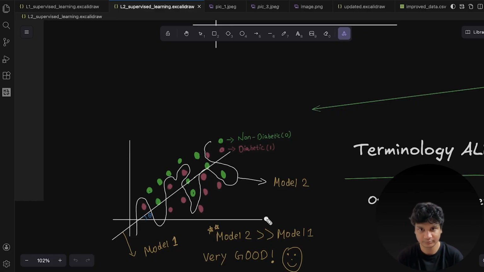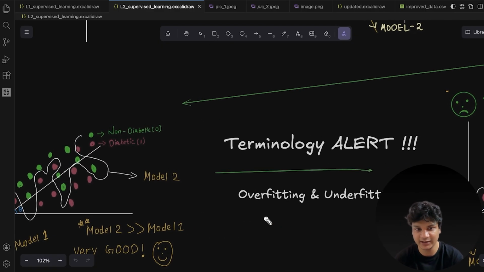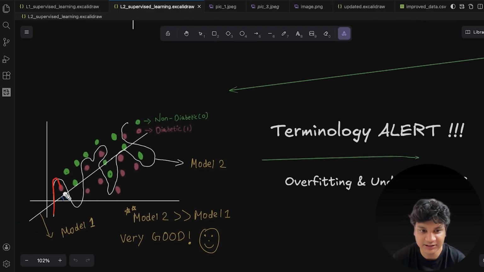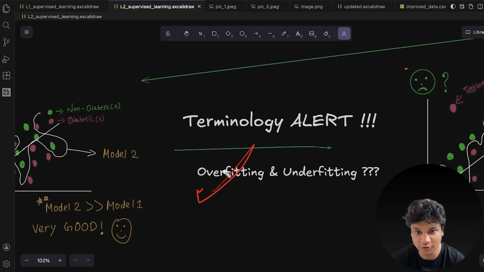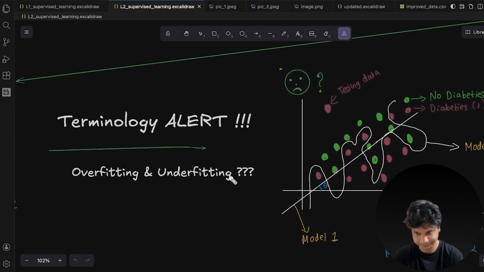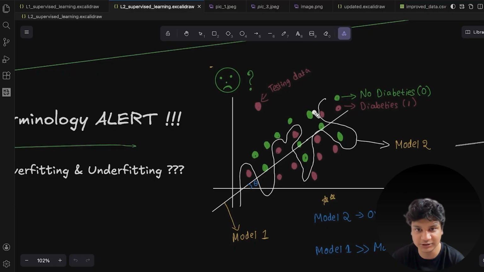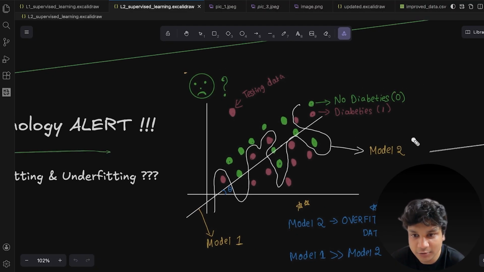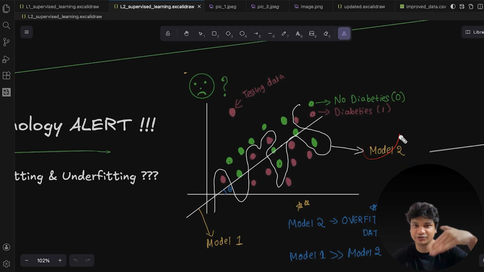Similarly, this line is trying to overfit all this training data, which is not really good. So this is what overfitting means. It's not a very good practice. The model 2 is trying to overfit my data. And why is it bad?